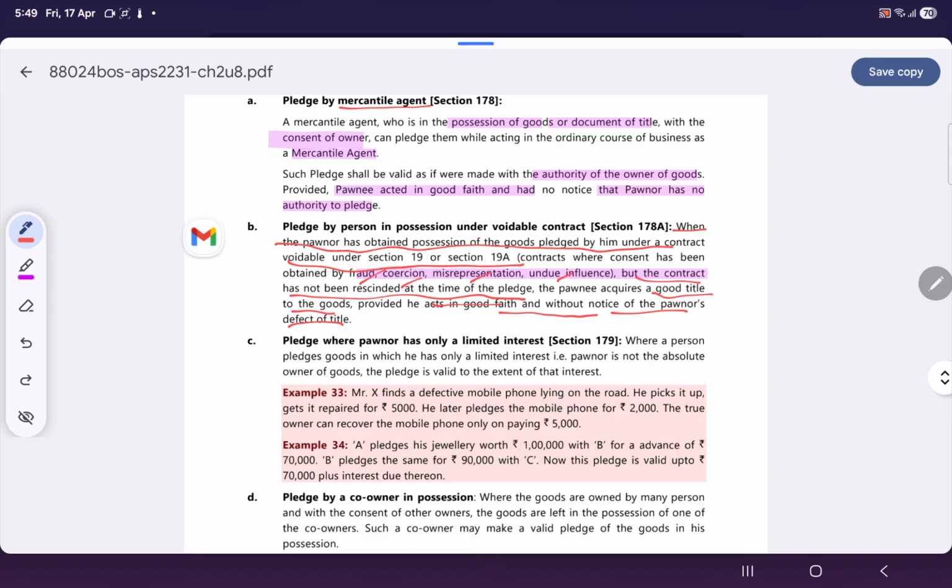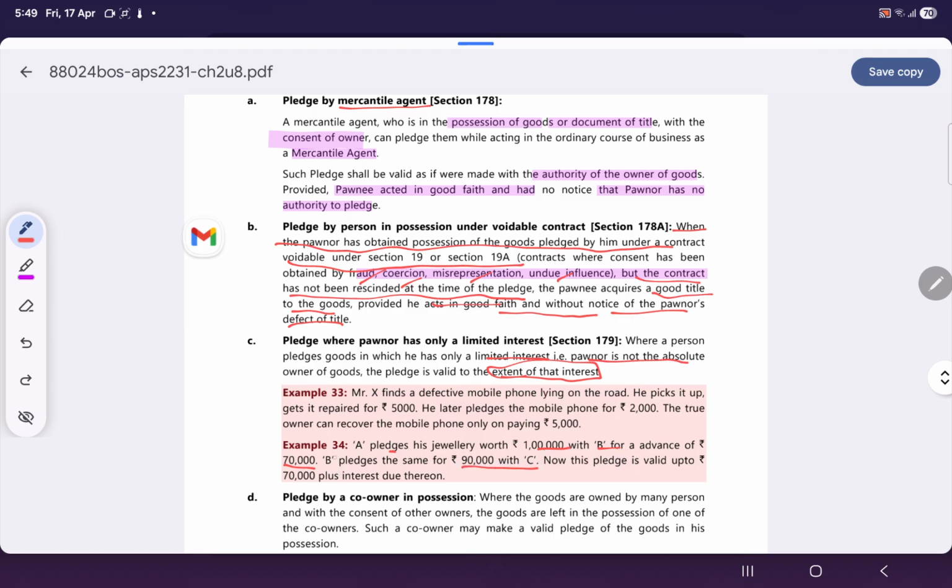Suppose a person pledges goods in which he has limited interest only, then the pawnee is not the absolute owner. The pledge is valid only to the extent of that interest. For this we will see this example. A pledges his jewelry worth 1 lakh with B for an advance of 70,000. B pledges the same for 90,000 with C.